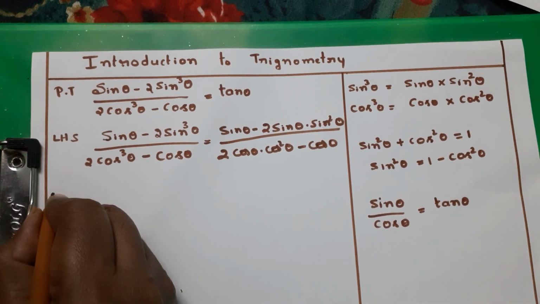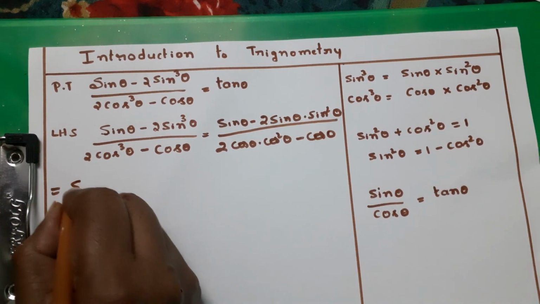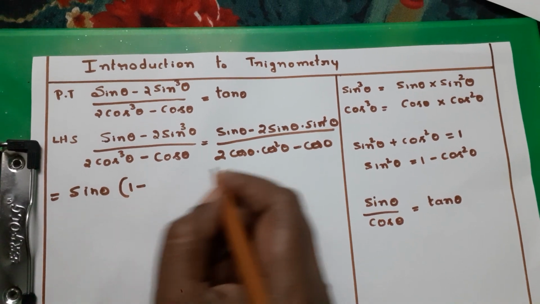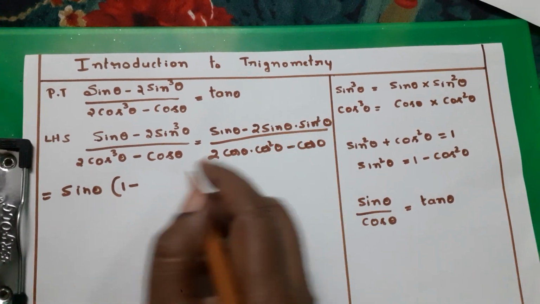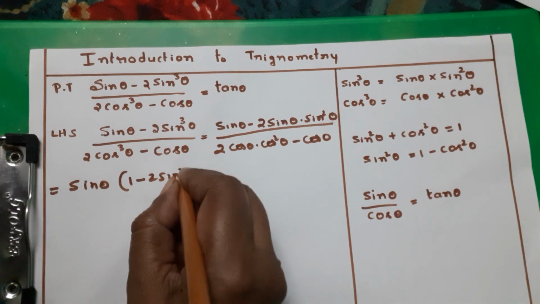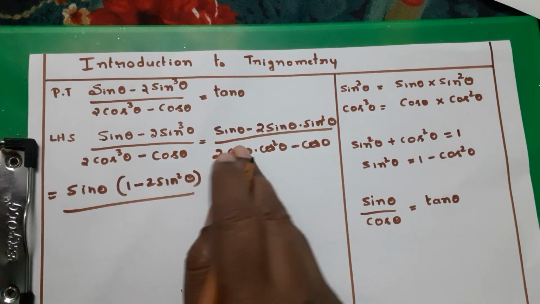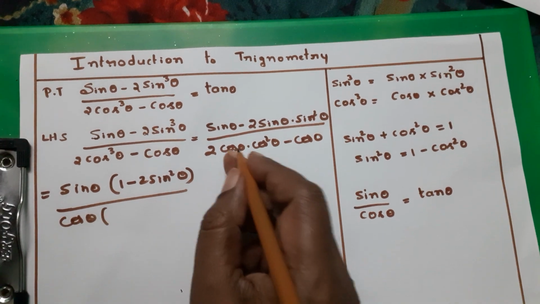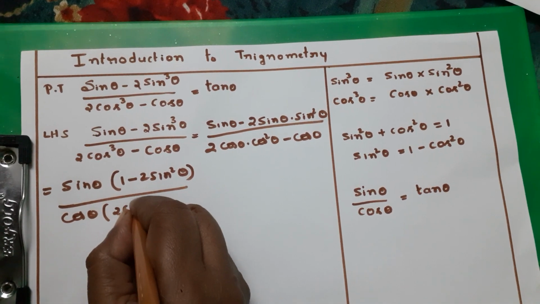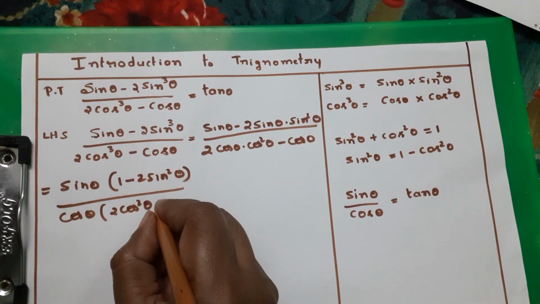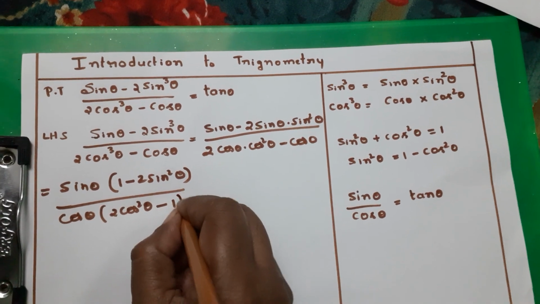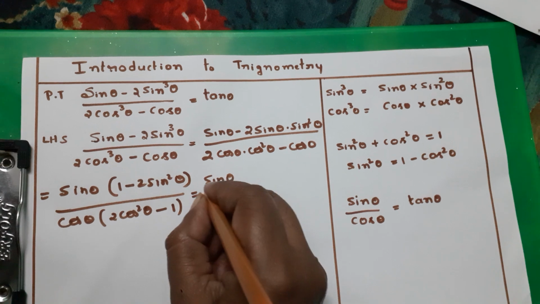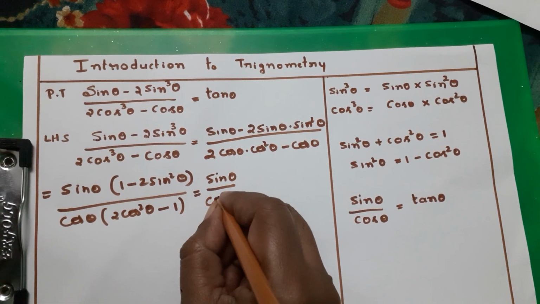So sin theta is the common thing. Sin theta once a sin theta, so you are left with 1 minus 2 sin square theta, divided by, again cos theta is the common thing. You are left with 2 cos square theta minus 1, is equal to sin theta divided by cos theta.